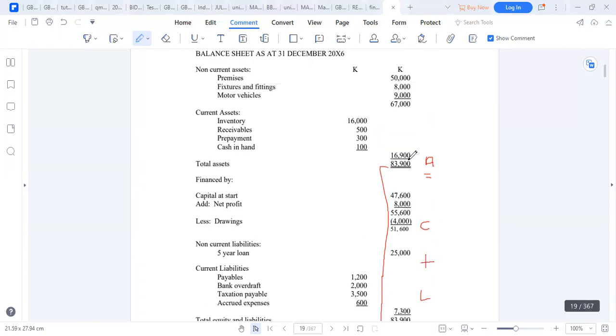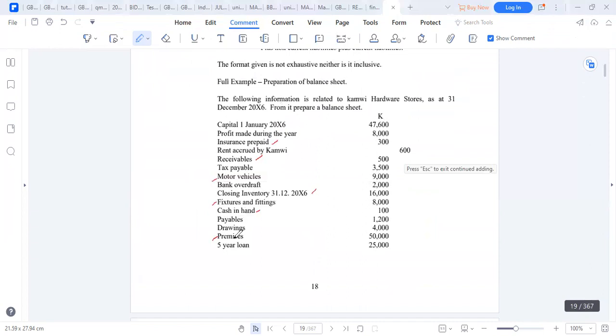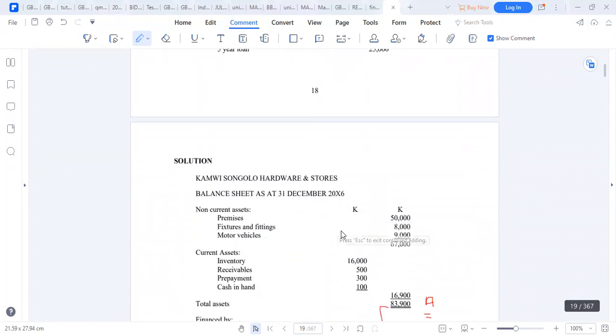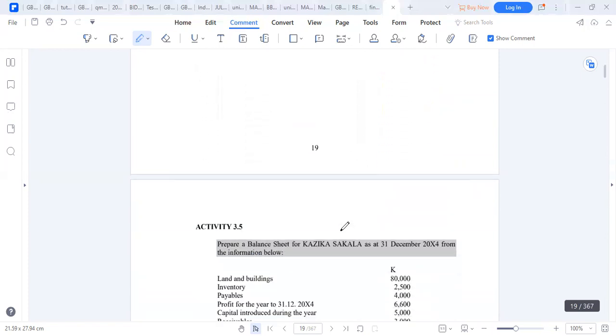You must make mention that some of the variables here don't qualify to be in the balance sheet. So you need to be careful which one is supposed to be there and which one is not supposed to be there. So fortunately, everything was used in here. So this is how the format of the balance sheet must look like.